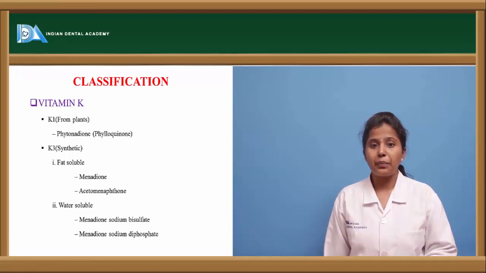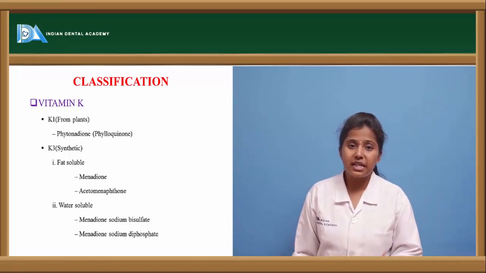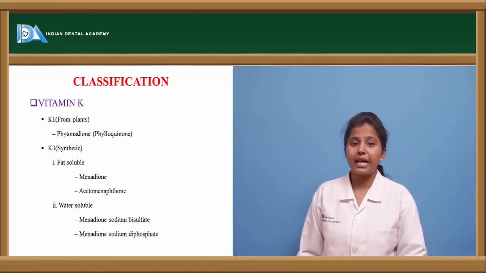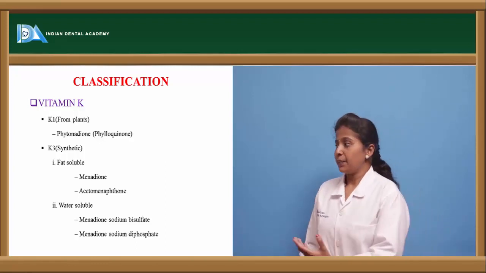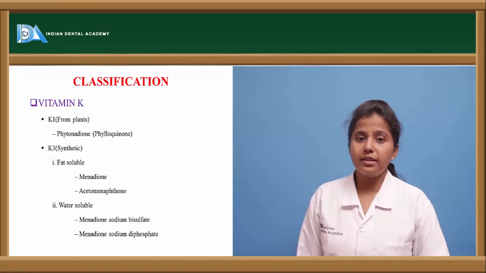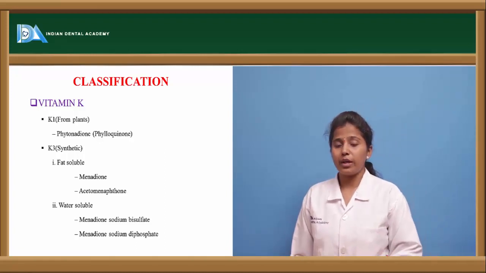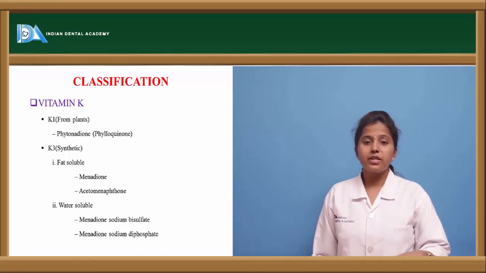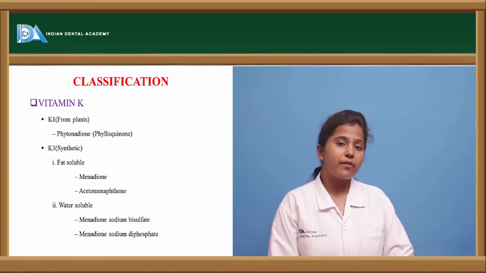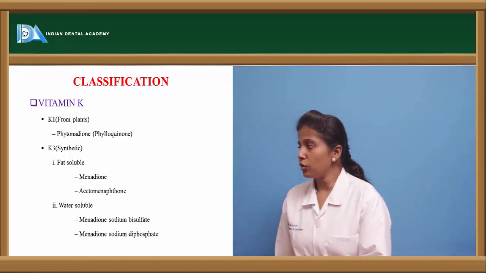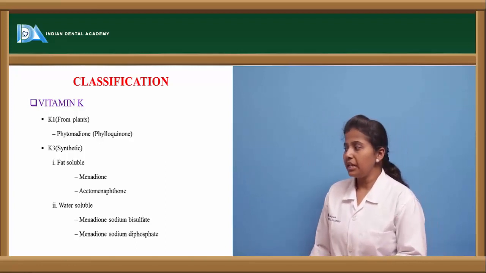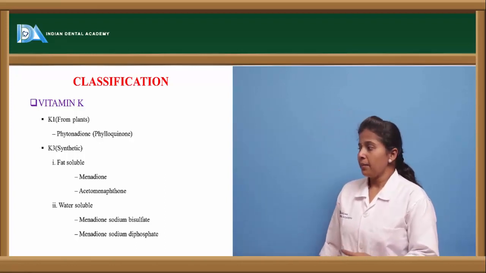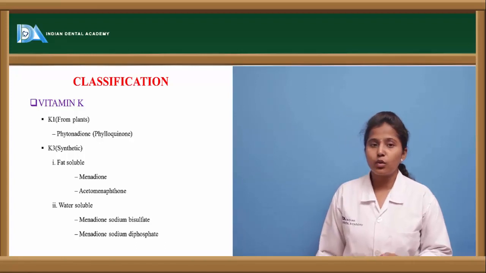Phylloquinone is a compound which is present in plants naturally. So this phytonadione is extracted from plants, and it is used as a coagulant. And vitamin K3 is synthetically prepared. There are two forms of this vitamin K3, fat soluble as well as water soluble. The fat soluble K3 forms are menadione and acetomenaphthone. And the water soluble vitamin K3 forms are menadione sodium bisulfite and menadiol sodium diphosphate.